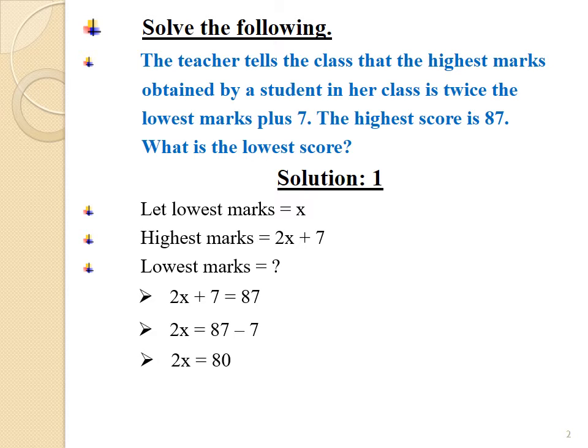Now, let us transpose 2 from left hand side to right hand side by changing its sign from multiplication to division. Thus, transposing 2 from left hand side to right hand side, we get x equals 80 by 2. Now, dividing 80 by 2, we get x equals 40. Thus, lowest score is 40 marks.